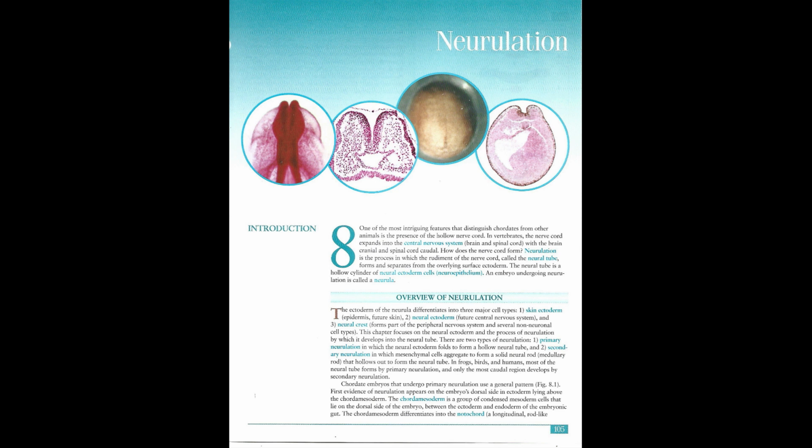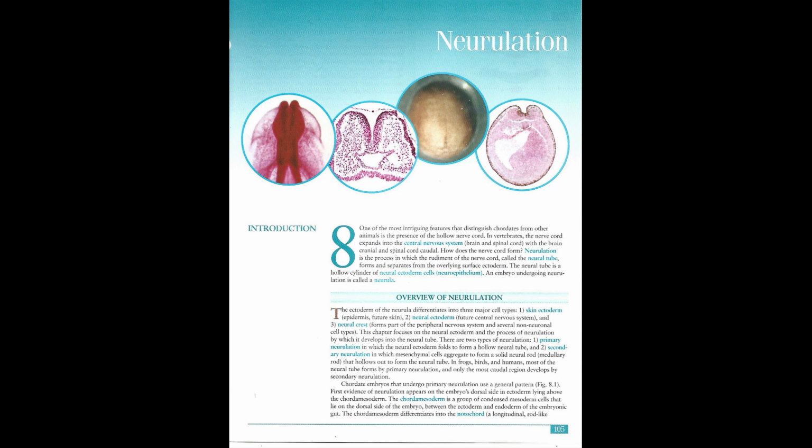neural tube. There are two types of neurulation: 1. Primary neurulation, in which the neural ectoderm folds to form a hollow neural tube, and 2. Secondary neurulation, in which mesenchymal cells aggregate to form a solid neural rod, medullary rod, that hollows out to form the neural tube. In frogs, birds, and humans, most of the neural tube forms by primary neurulation, and only the most caudal region develops by secondary neurulation.